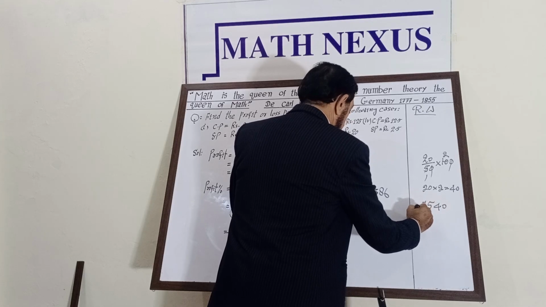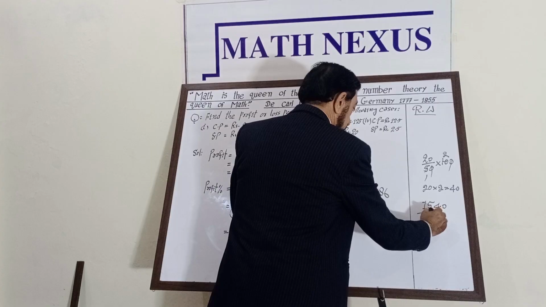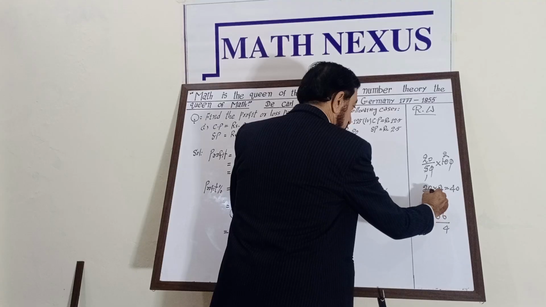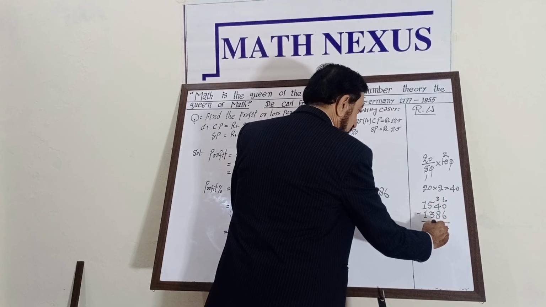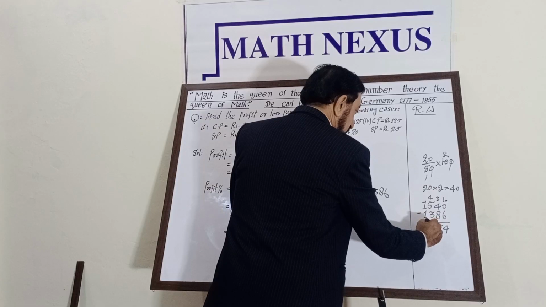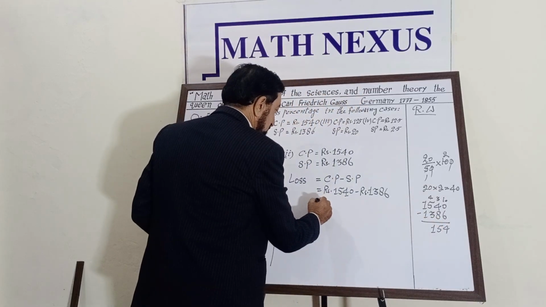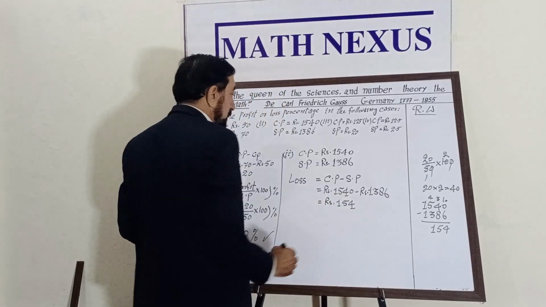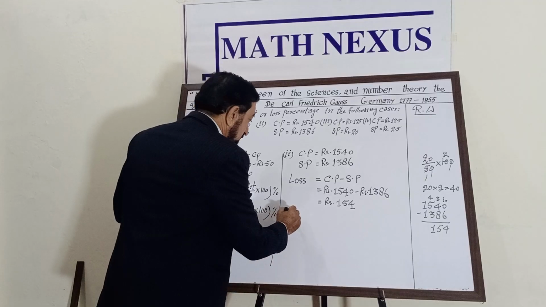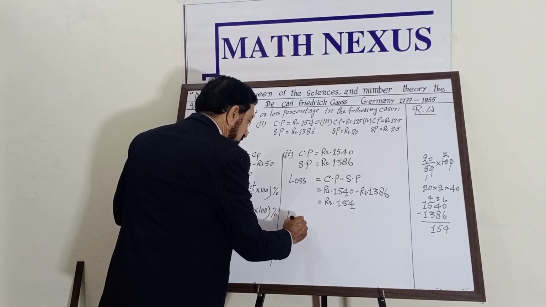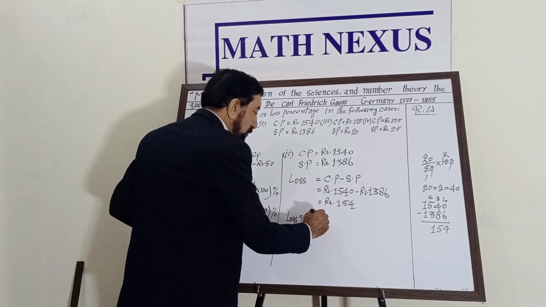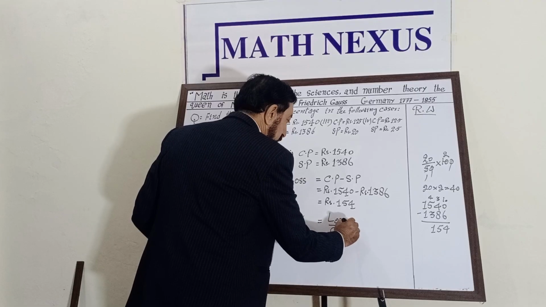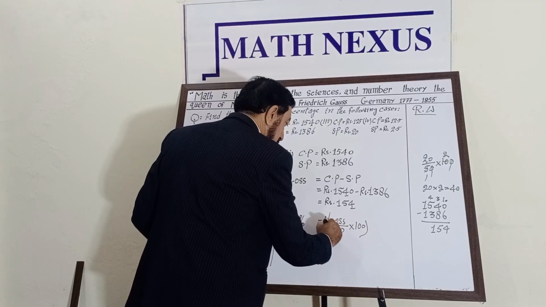Now 1540 minus 1386. 10 minus 6 is 4, 13 minus 8 is 5, 4 minus 3 is 1. It means that loss is equal to 154. Now loss percentage is equal to loss upon cost price into 100%.